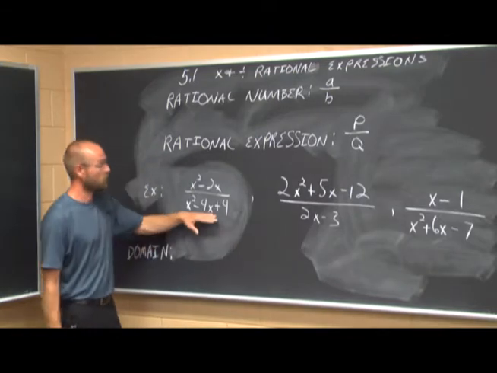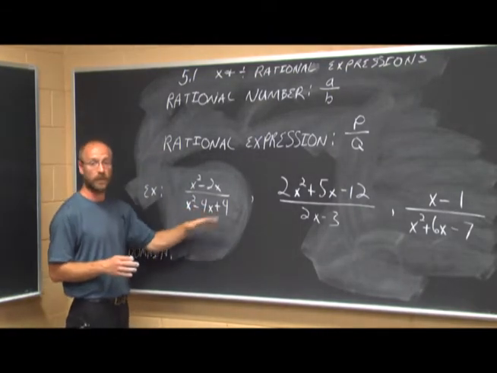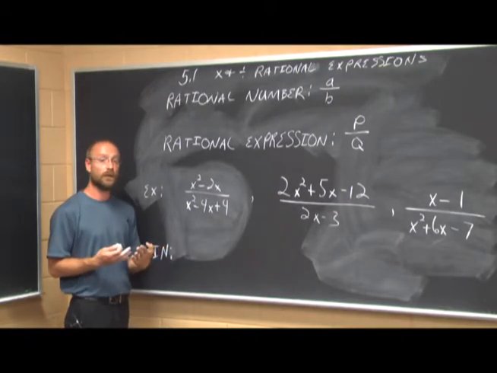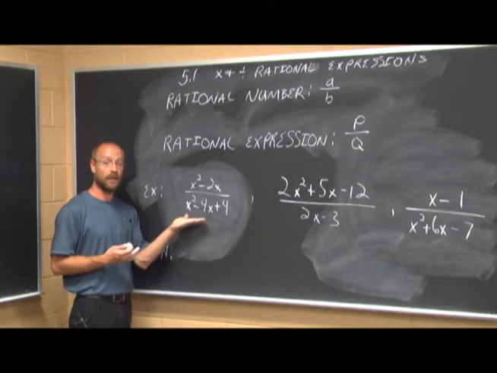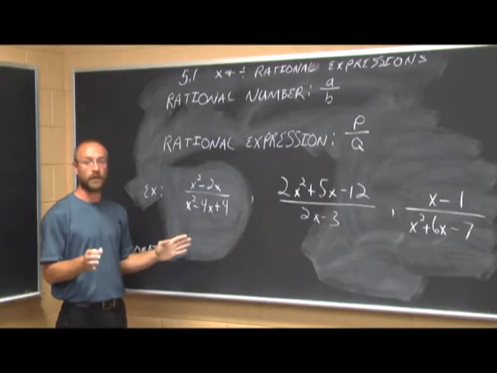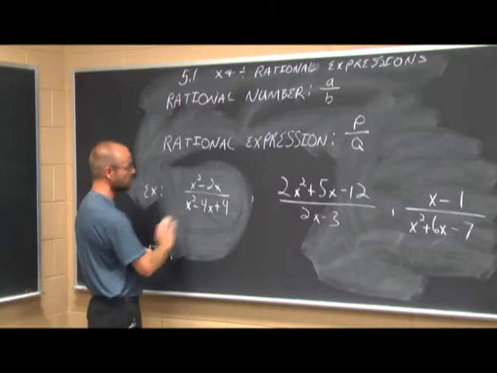Now, to find the domain, we want to factor just the denominator, because what we're looking for is what values make us divide by 0. We have a polynomial in a denominator, and we know we can never divide by 0, so that's what we're going to look for. We're going to say, OK, what does this factor to?